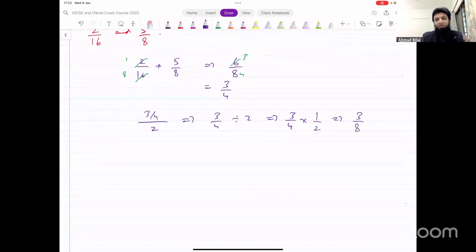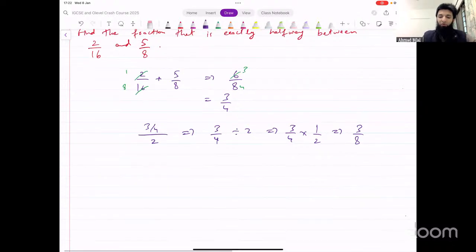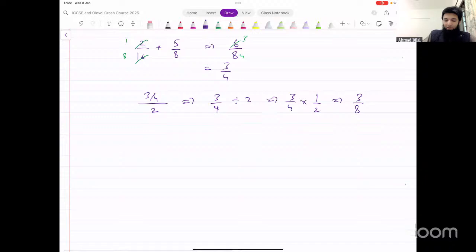Okay, now this is how you could think of this. Now you can, of course, skip a lot of these steps. This is me doing a lot of steps. You could do it quicker like this if you want. You could write the whole thing in the same line. You could just add those two numbers, 2 over 16 plus 5 over 8, just like before, and then divide the whole thing by 2. That's what we are essentially trying to do here.